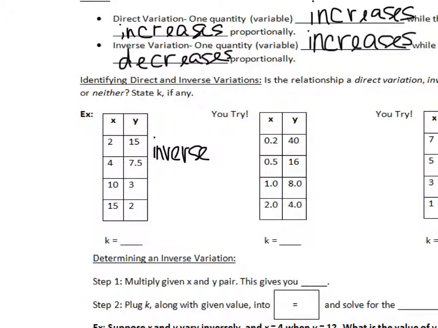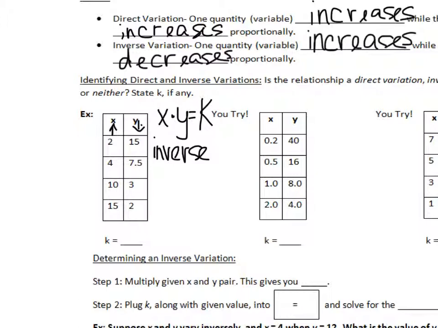Now for inverse, and again we said that x went up and y was going down, so they're doing different things, which is what inverse is all about. To check and make sure about it, their product should equal the same thing. X times y should equal k.